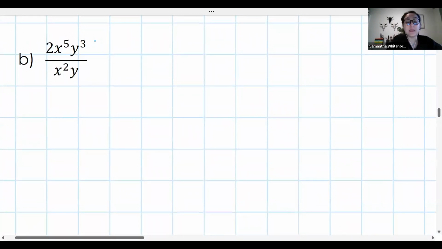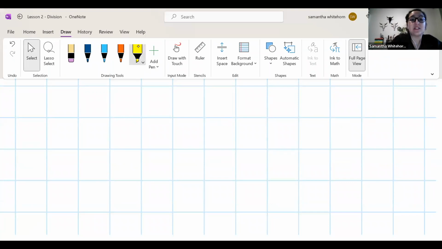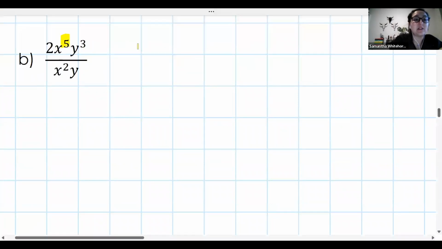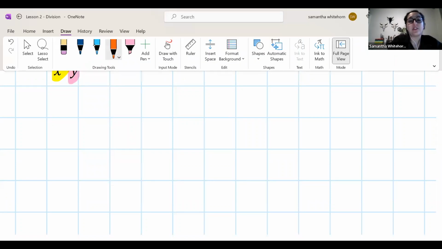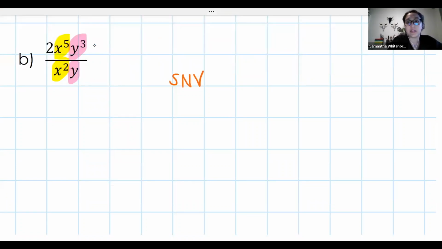Now what we need to be careful of here is that we have got different bases. We have got a base of x and we've got a base of y. And remember, my law says to me that I can only subtract exponents when my bases are the same. So I need to be careful. What I also need to remember is that because I've now got coefficients here, I need to apply my SNV.